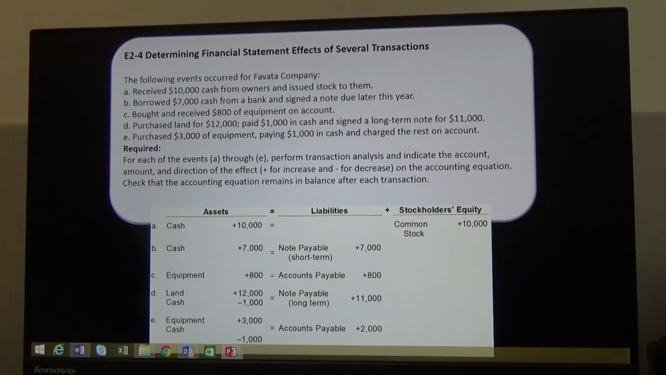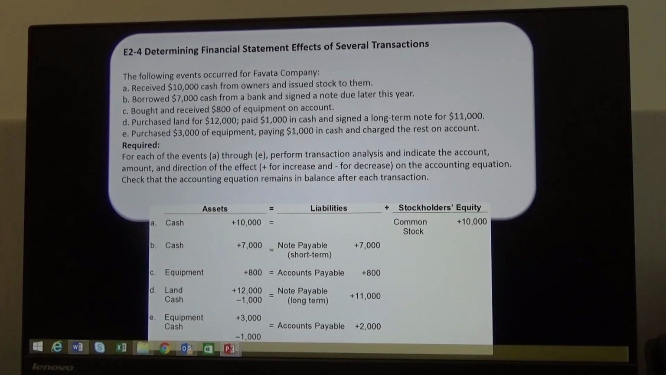Letter D, we purchased land for $12,000, paid $1,000 in cash, and signed a long-term note for $11,000. So we're going to record the increase in the land asset and the decrease in the cash asset under the asset column, and we're going to show the increase in the note payable long-term liability on the right side of that equation. And letter E, we purchased $3,000 of equipment, paying $1,000 in cash and charging the rest on account. We're going to show the increase in the equipment account and the decrease in the cash account under the asset side of the equation. And then under the liability side, we're going to show the increase in the liability of $2,000.